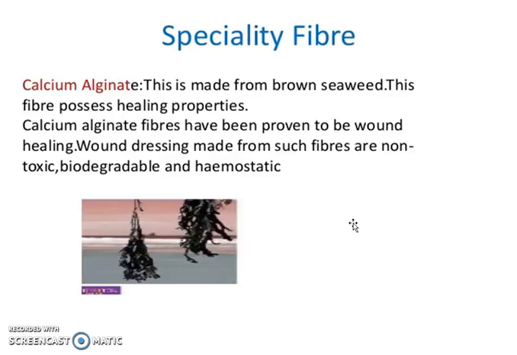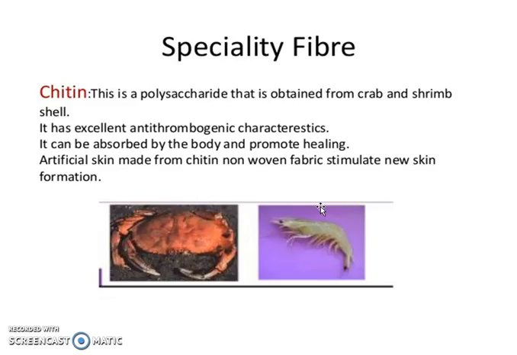The second specialty fiber, that is calcium alginate. This is made from brown seaweed. This fiber possesses healing properties. So calcium alginate fibers have been proven to be wound healing. Wound dressings made from such fibers are non-toxic, biodegradable and hemostatic.